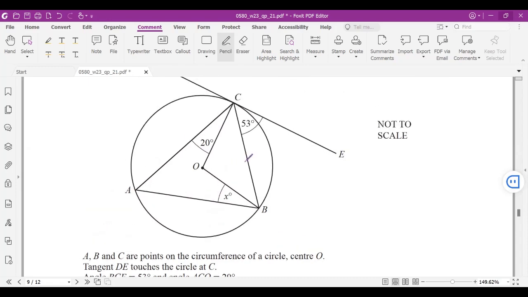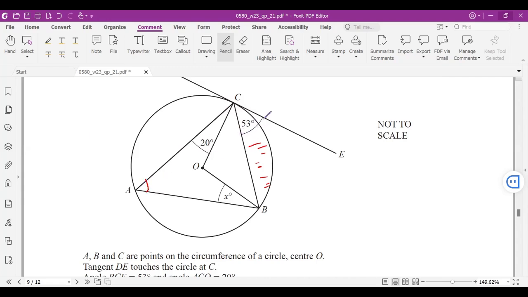So here, this is a minor segment. This segment here is a minor segment. So there's a theorem that says the angle between the chord and the tangent is equal to the angle in the alternate segment, which is the major segment.